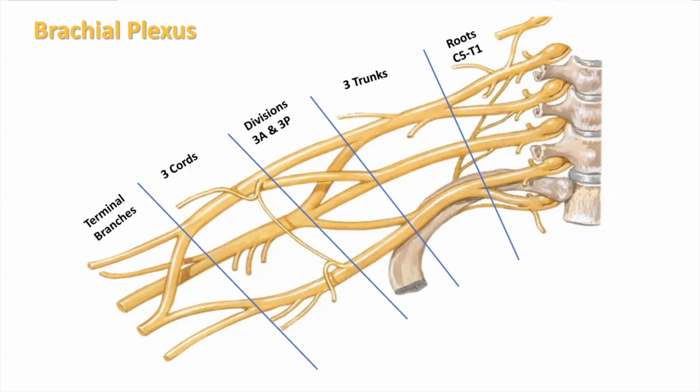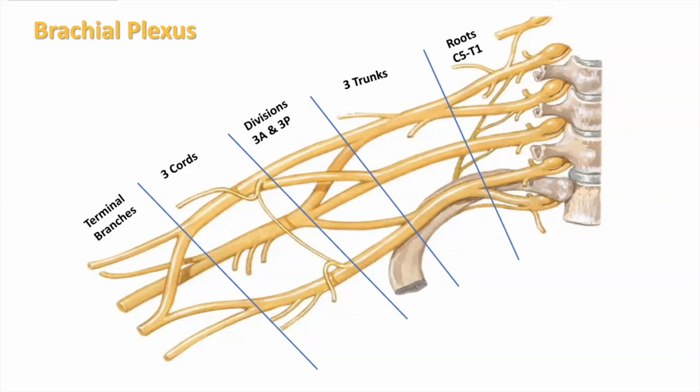And there are four main plexuses in our body. We have cervical plexus, we have brachial plexus, we have lumbar, and we have sacral plexus. So brachial plexus is the most complex plexus. It has parts, it has roots, trunks, divisions, and cords. So due to that, it's the most complex plexus.